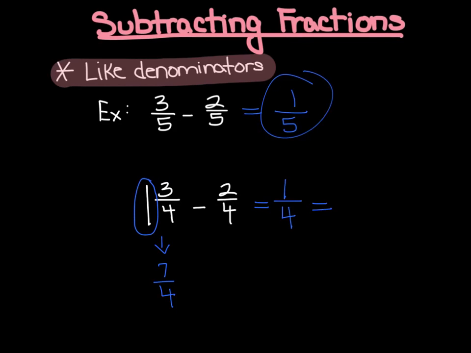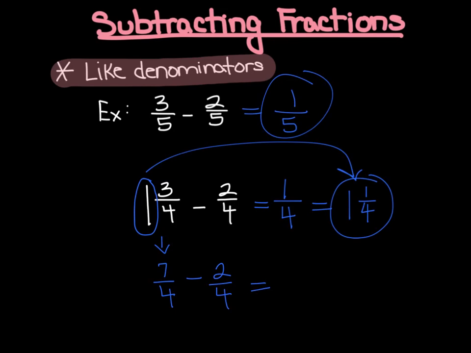I can't leave that as my answer because I can't forget about Mr. Whole Number 1. So I throw him in my answer, and now I'm done. If you do not like mixed numbers and you want to convert and get rid of him in the beginning, you can do that. Drop him down and subtract as you normally would. Remember, the 4 stays a 4, and we subtract our numerators, and we get 5/4, which in turn is the same thing as what we got before, 1 and 1/4. So either way, whatever works for you.